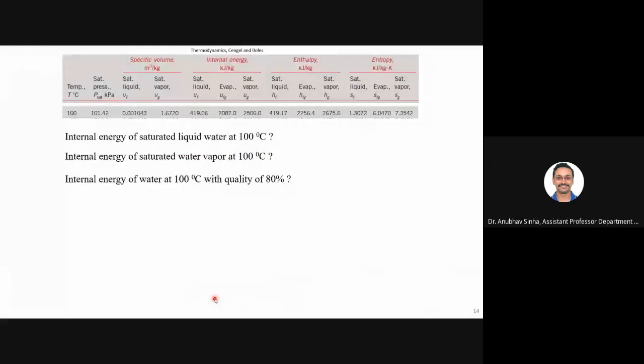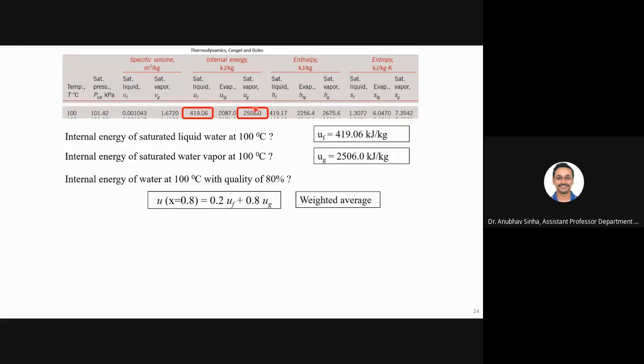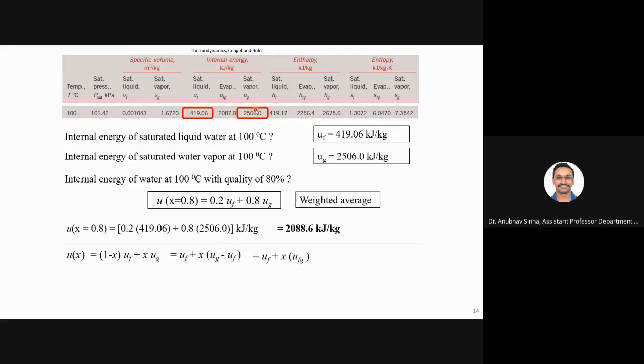Now let us say I want to find the internal energy of liquid at 100 degrees Celsius, saturated vapor at 100 degrees Celsius, or for that 80% component. So this is the internal energy for liquid, this is for vapor. Similarly, in the same fashion, we'll take a weighted average for all the properties. So for liquid, we have this, or I can write either (1 minus x) into the liquid value, or I can write this in terms of Fg.